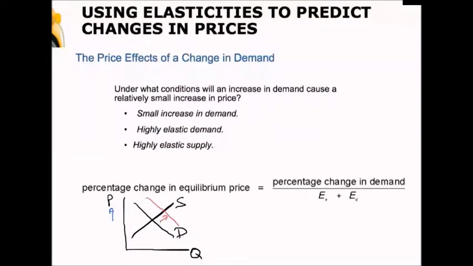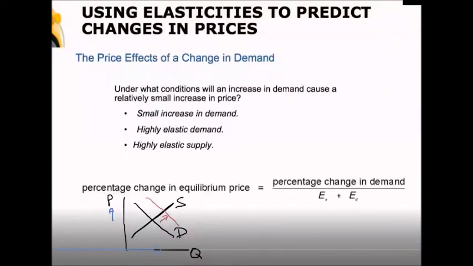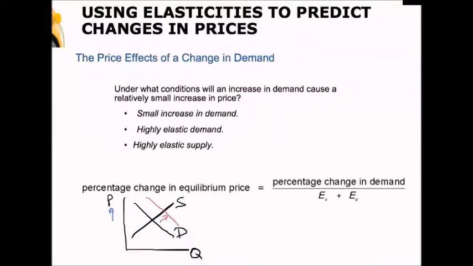Now, we can actually look at a formula that tells us exactly how much the price is going to change. And here's that formula. We can say the percentage change in the equilibrium price is equal to the percentage change in demand divided by the price elasticity of supply plus the price elasticity of demand. Now let's use this formula to actually answer a question related to how much the price will change.